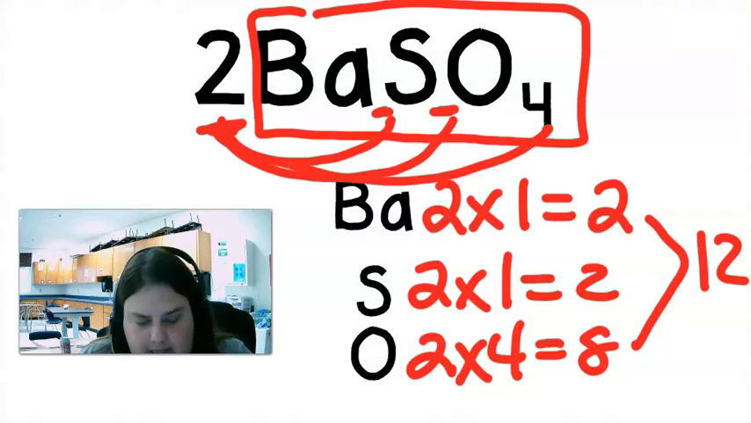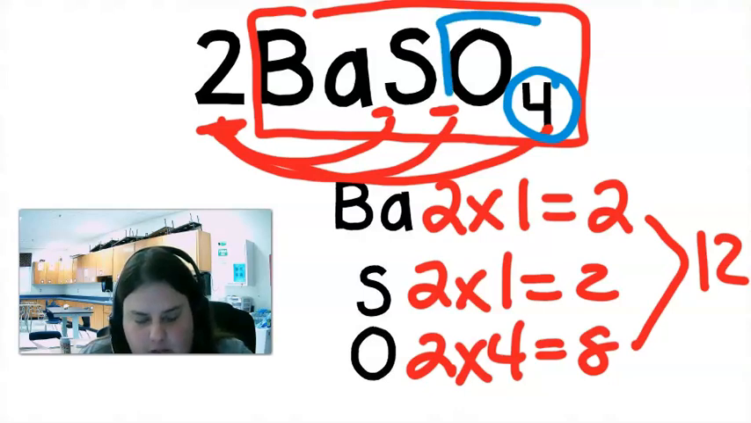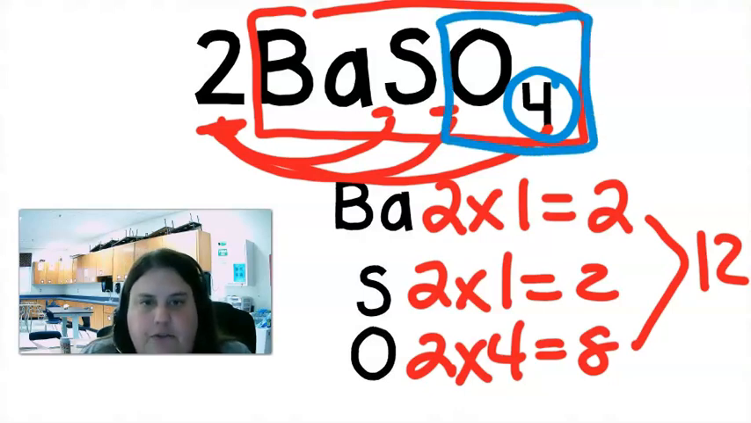One thing that I've noticed as we've been working through counting atoms in formulas is that some of you are taking this 4 and you are applying it to other elements. This 4 only applies to the element that it directly follows. So it cannot apply to sulfur and it cannot apply to barium. The only element that that 4 goes with is oxygen.